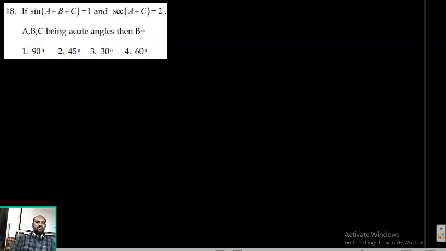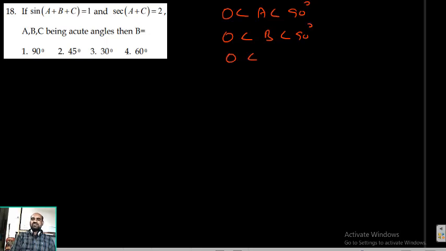Next problem, student. Another one. Sin of A plus B plus C is 1 and secant of A plus C is 2. A, B, C being acute angles, then B equals? Interesting problem, student. Okay, what is given? 0 less than A less than 90 degree, 0 less than B less than 90 degree, 0 less than C less than 90 degree.